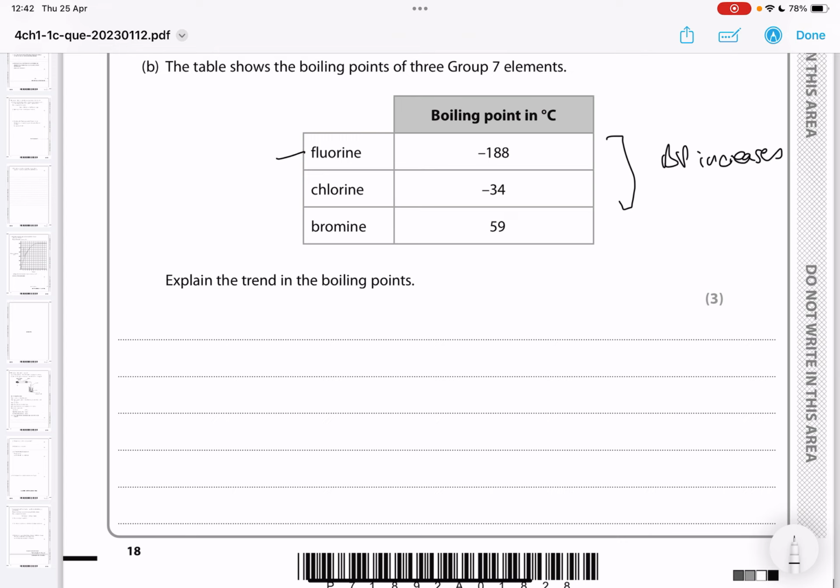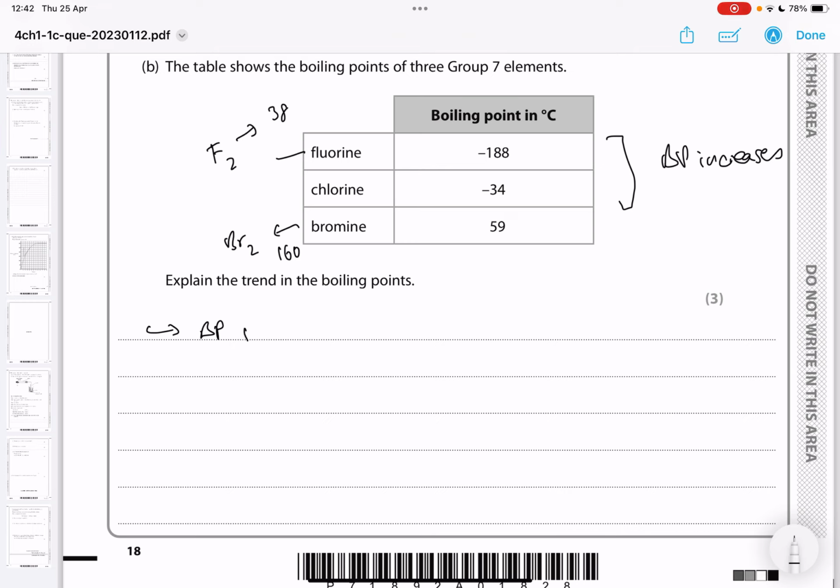Now, if you think about it, fluorine is F2, and if we work out the molecular mass, it will be 38. And bromine is Br2. If we work out the molecular mass, it's 160. Now, bromine has more electrons than fluorine. So the greater the number of electrons, the stronger the intermolecular force of attraction, and therefore more energy is required to overcome those intermolecular forces and separate those molecules, and therefore the boiling point increases. So that's the answer. Okay, so let's write that down.